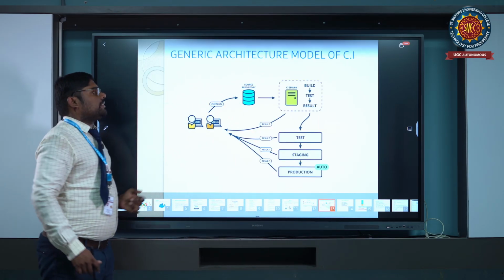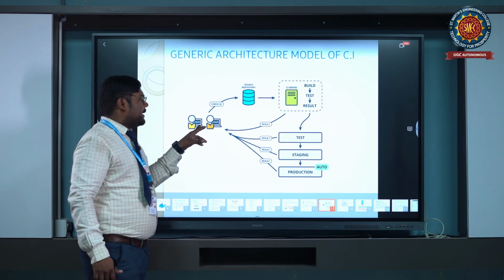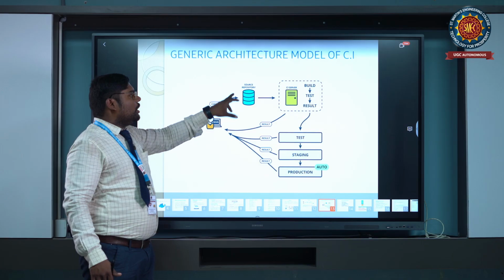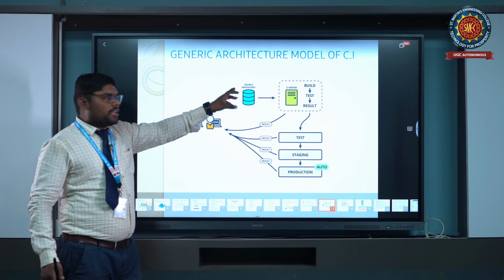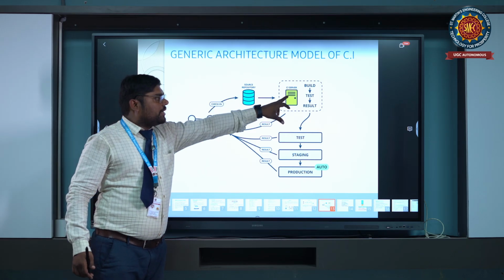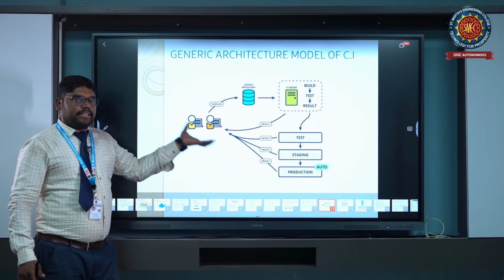This is the CI architecture model. The same developer will create code, and again we check in the code. After that we store it in the repository, the Git repository. Then Jenkins, the CI server, works with the repositories. CI server means Jenkins build server.